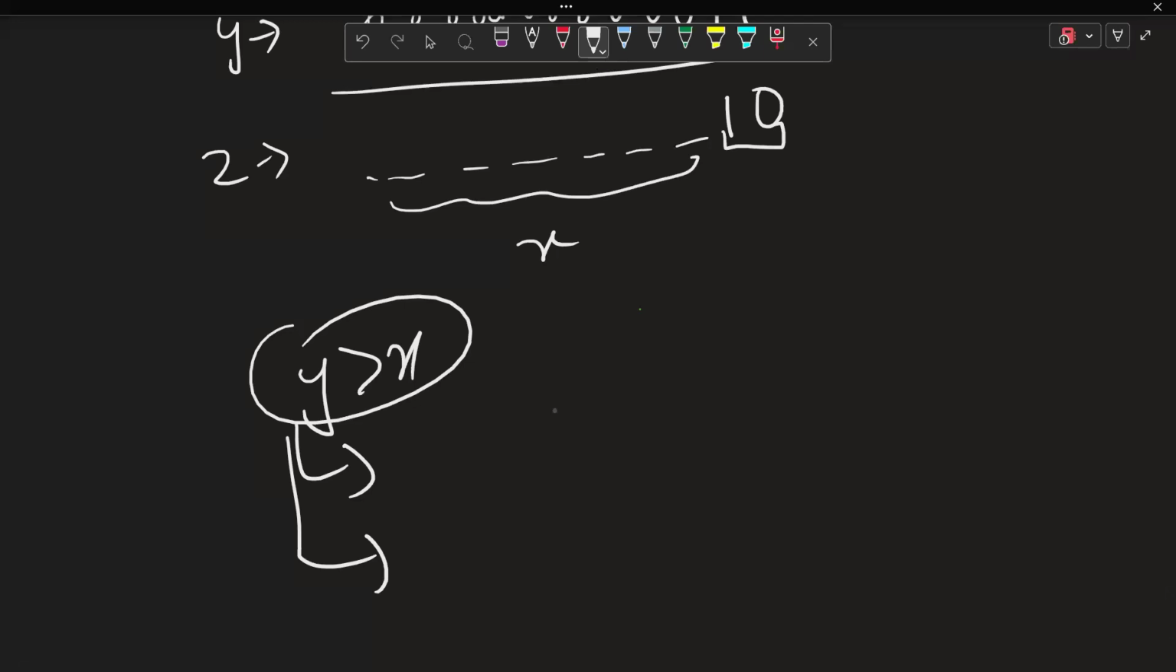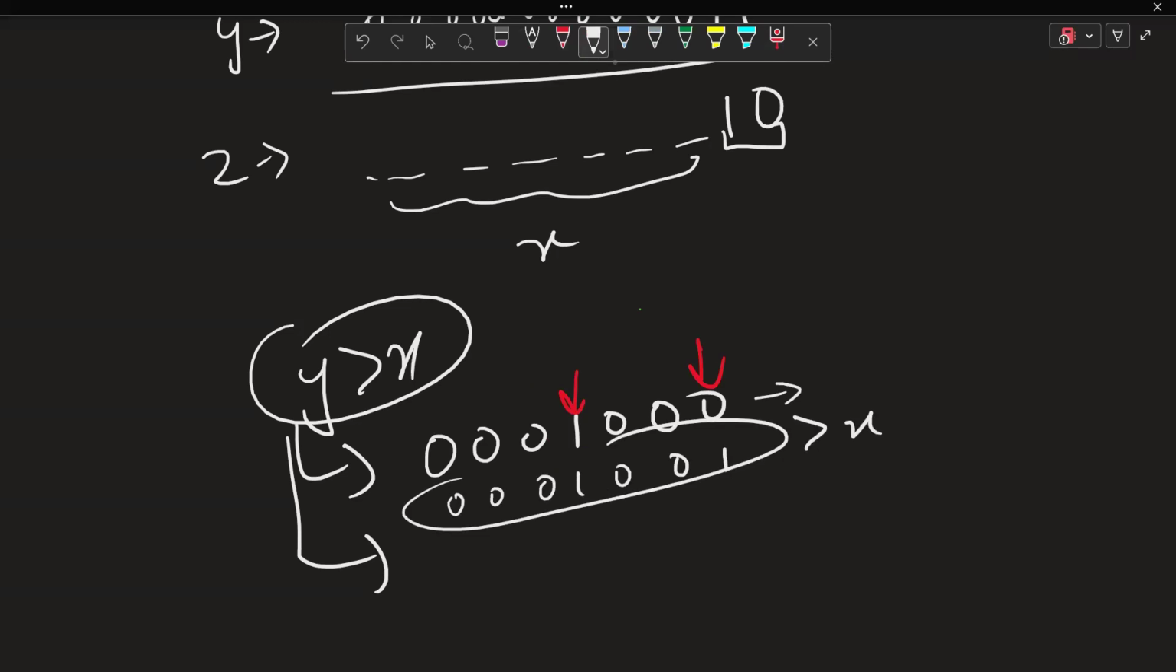One case is when the number of set bits in x is 1. There is only one set bit in x. So if you pick the first unset bit and the first set bit and take that as your y, this would become greater than x. So it is not possible.